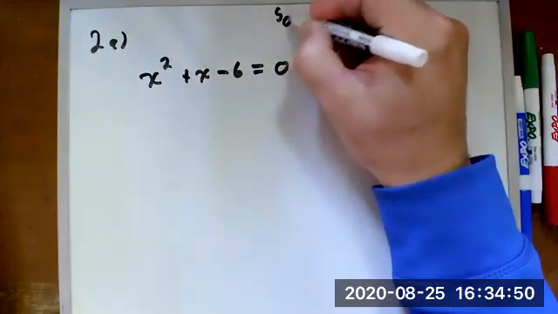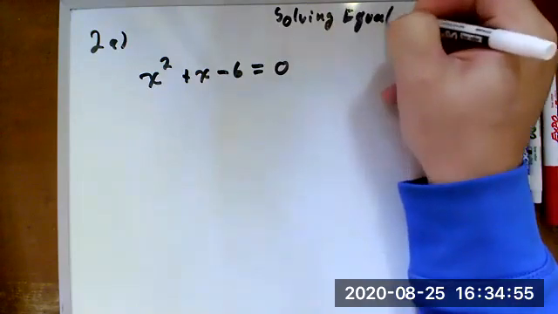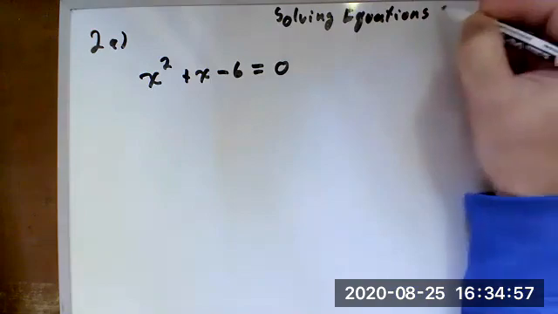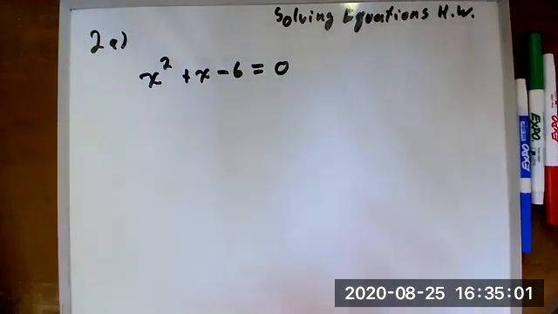So this is from the solving equations homework. Question 2a. We start off with x squared plus x minus 6.